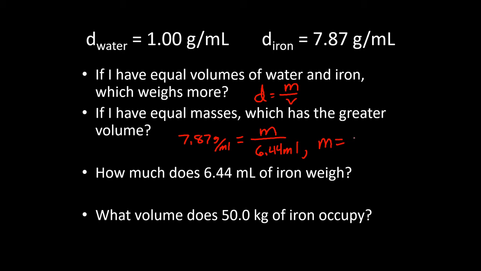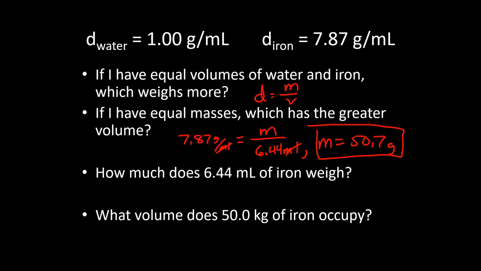So if we do that, multiply both sides by 6.44 mL, we end up with, let's see, 50.7 grams. And it's grams because the milliliters here are going to cancel out with the milliliters there, leaving us just with grams. So 50.7 grams. What about 50 kilograms?